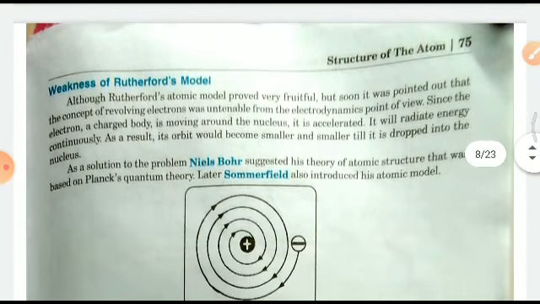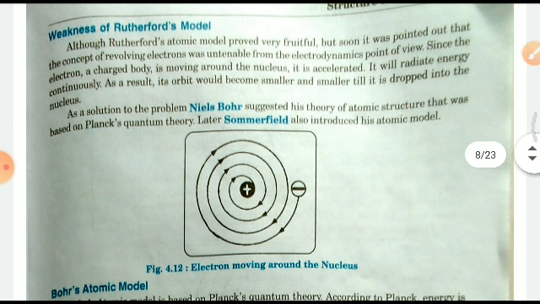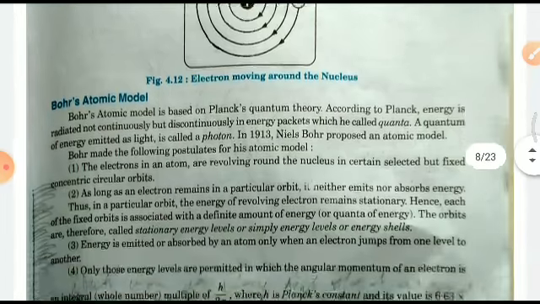The Rutherford model proved very fruitful, but soon it was pointed out that the concept of a revolving electron was untenable from the electrodynamics point of view. Since the electron is a charged body moving around the nucleus, it is accelerated and will radiate energy continuously, as a result of which the orbit is bound to become smaller and smaller until it drops. Now this problem was solved by Niels Bohr's atomic model, and later on Sommerfeld also introduced his atomic model.